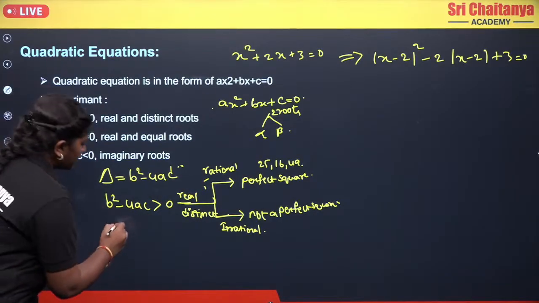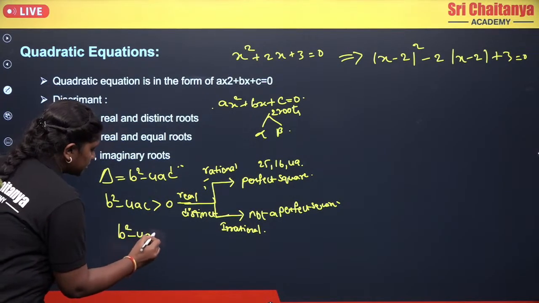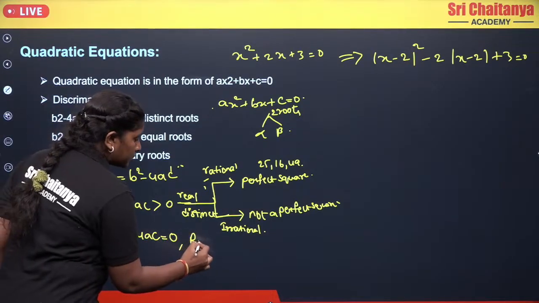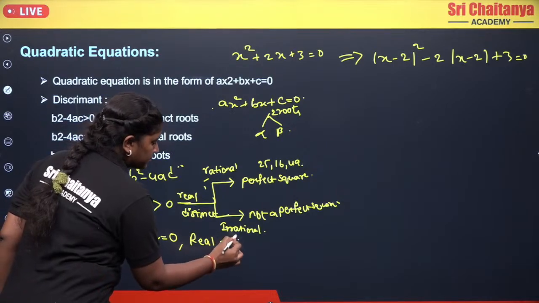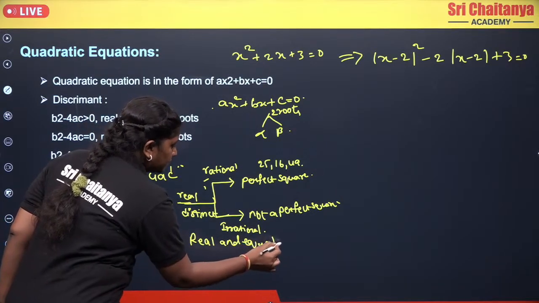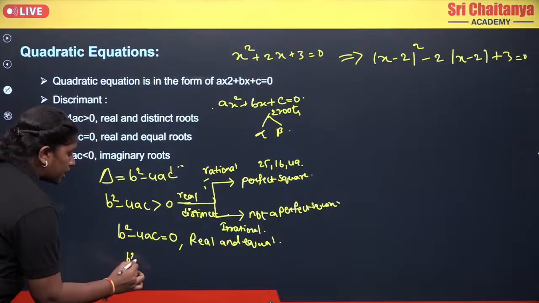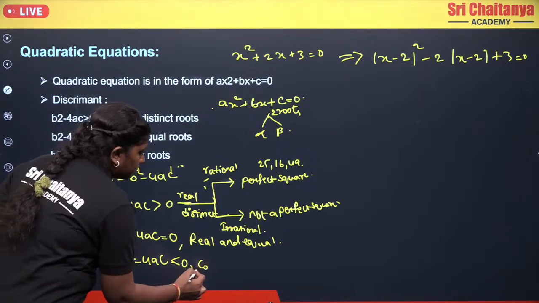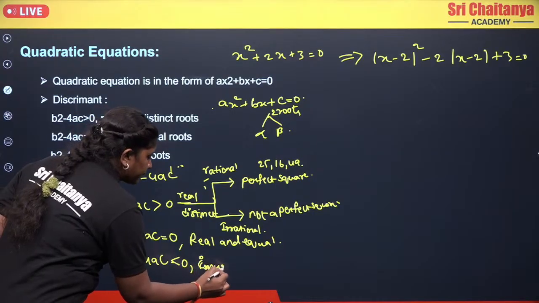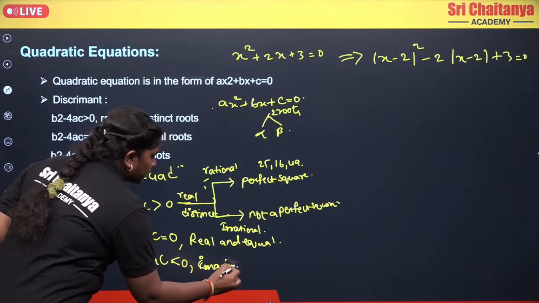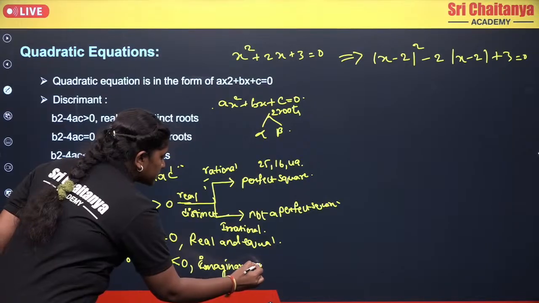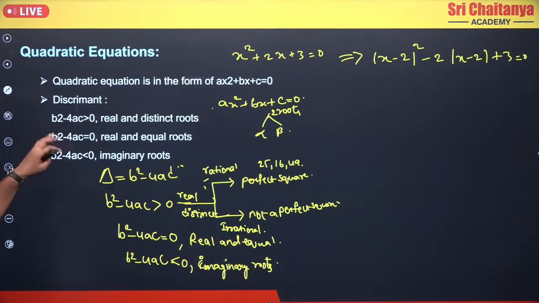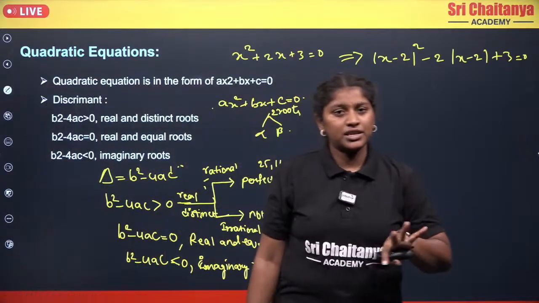Now moving to the next, if we are having b square minus 4ac is equals to 0. So here also you will be getting the real roots only, but those roots will be equal. Clear? Now moving to the next, if you are getting the value less than 0, then it will be of your imaginary roots. Okay, imaginary roots. Clear? So this is how we are just going to find out what is the nature of roots.